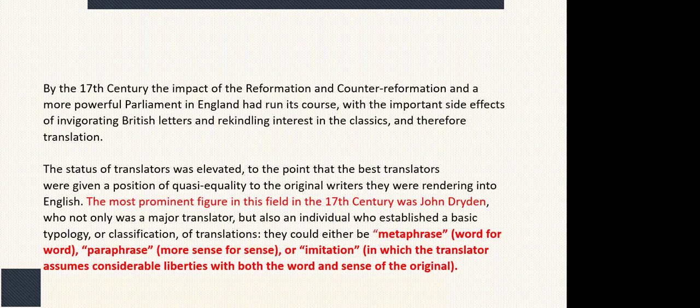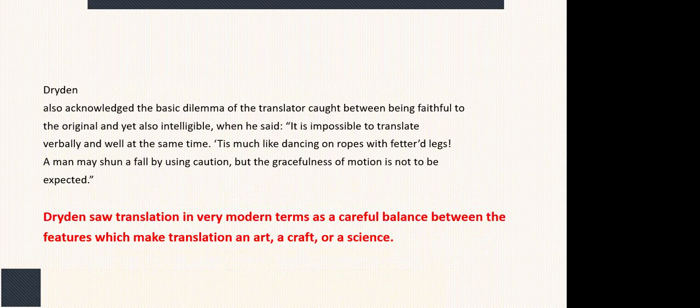The most prominent figure in this field of the 17th century was John Dryden, who not only was a major translator, but also an individual who established a basic typology or classification of translations, okay? And here we go into translation theory. Again, they could either be metaphrase, word for word, that's one name, paraphrase, more sense for sense, or imitation, in which the translator assumes some liberties with both the word and the sense of the original. So this is coming from John Dryden.